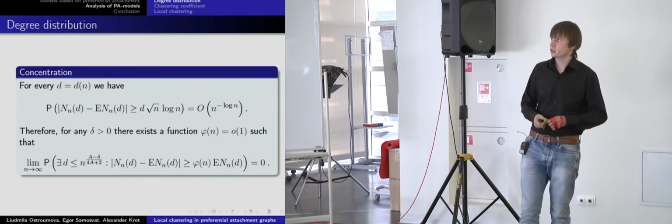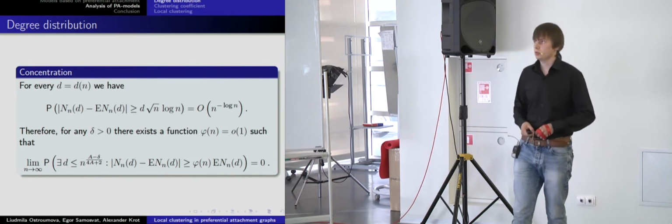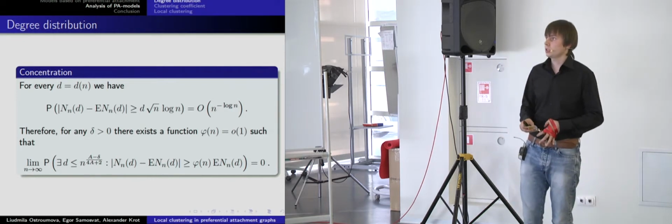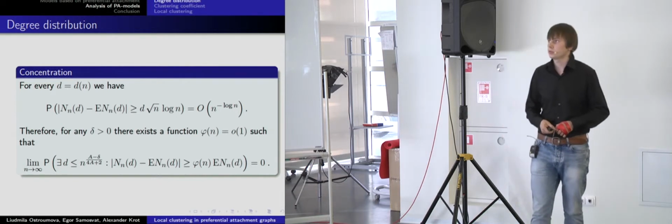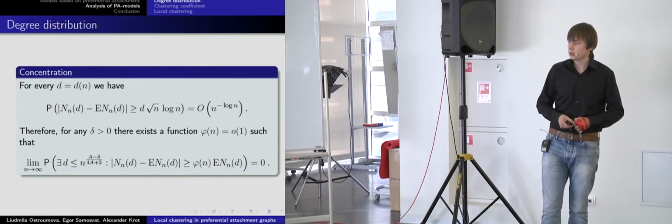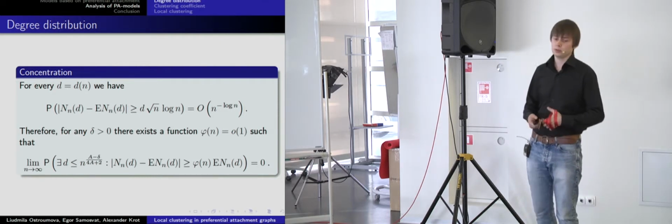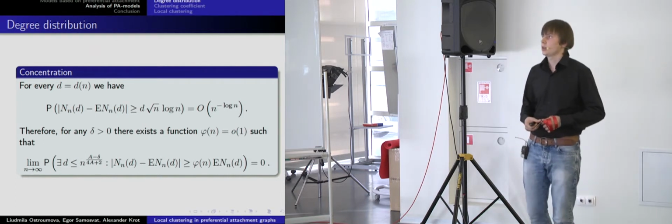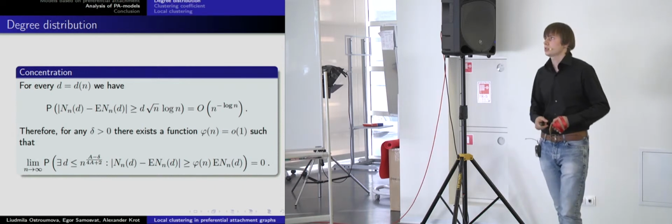Now about concentration, if we use the Azuma theorem, it's quite clear to prove that if D is quite small, then the difference between the number of vertices of degree D and its expectation is very small.